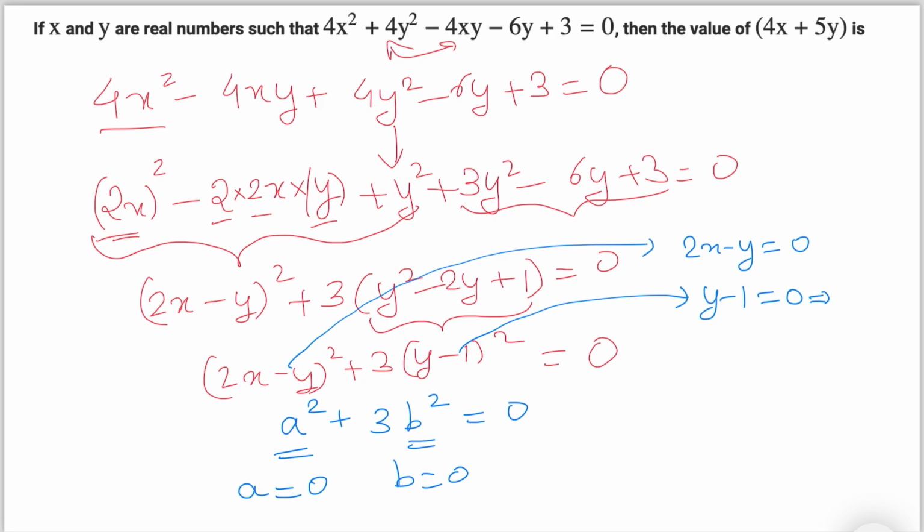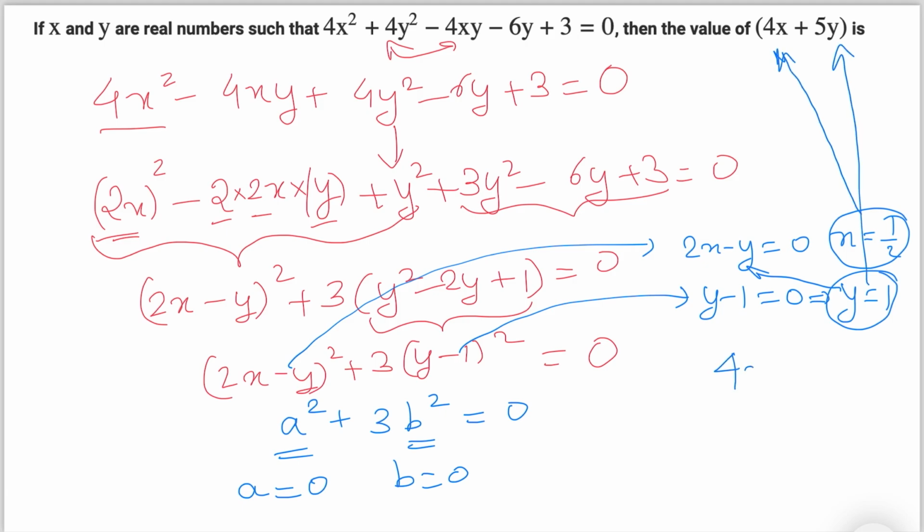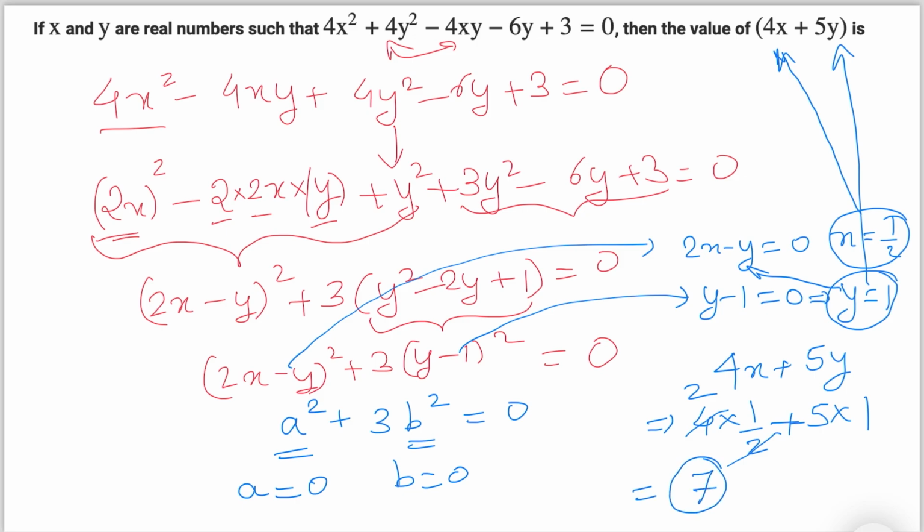So I simply get y is equal to 1, which I substitute in this equation. I'll get 2x minus 1 is 0, or I'll get x is equal to 1 by 2. x is 1 by 2 and y is 1. Now I can substitute these values in the second expression to get the value of 4x plus 5y. So 4x plus 5y will be 4 into x is 1 by 2 plus 5 into y is 1. 2 cancel, 2 into 1 is 2 plus 5 into 1 is 5, 2 plus 5, your answer is 7.